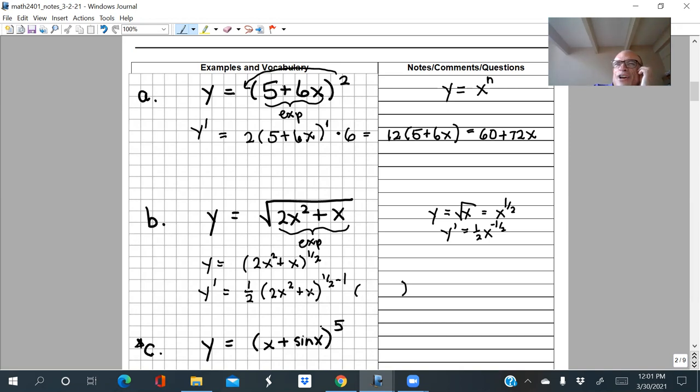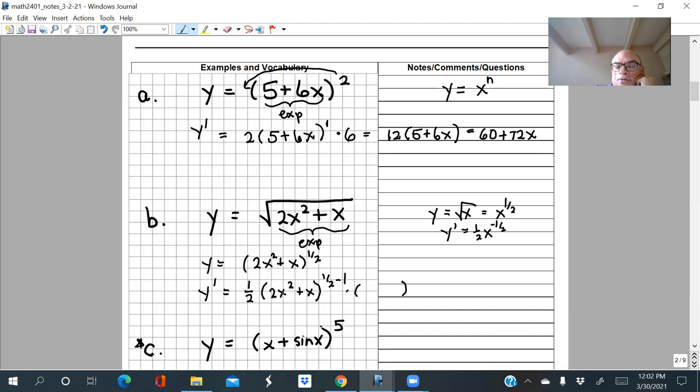So notice here, you kind of have to take the derivative twice. You take the derivative of the whole thing using the power rule, but then I have to multiply in the derivative of, again, 2x squared plus x. I multiply that in. So I'm kind of forming a chain of derivatives here. This is why this is always called the chain rule.